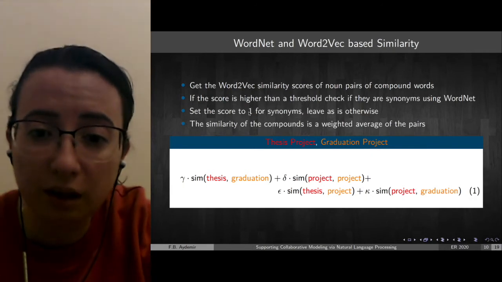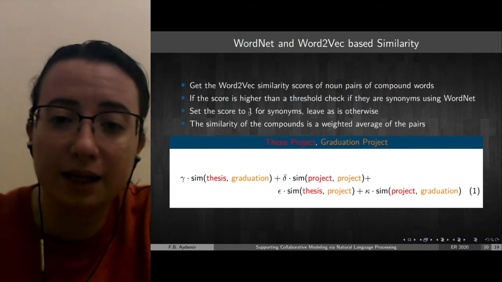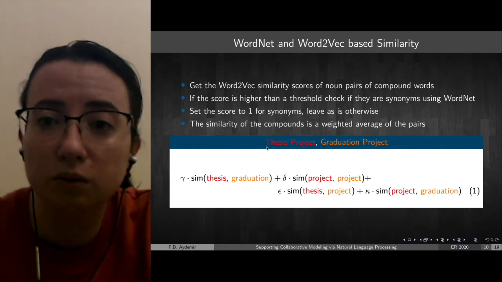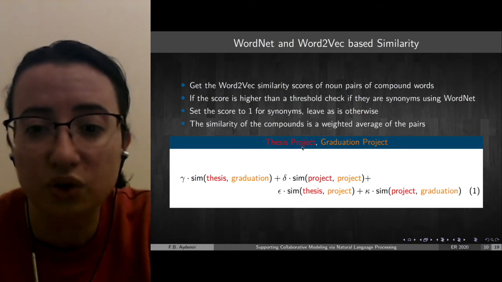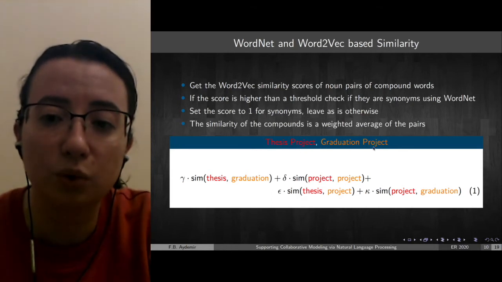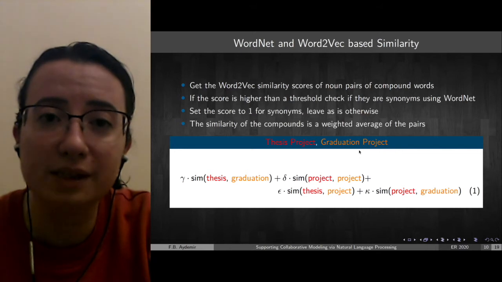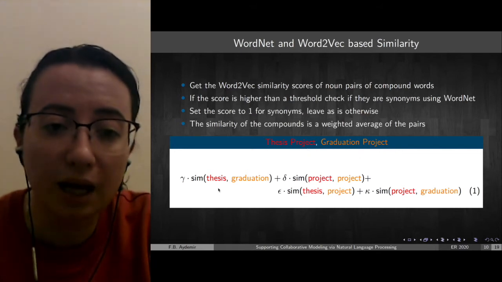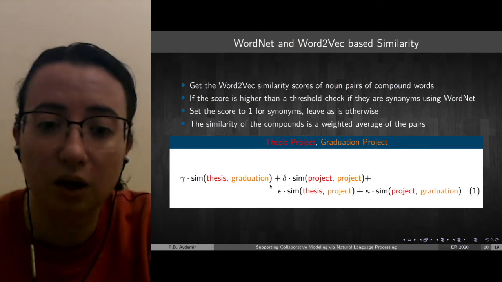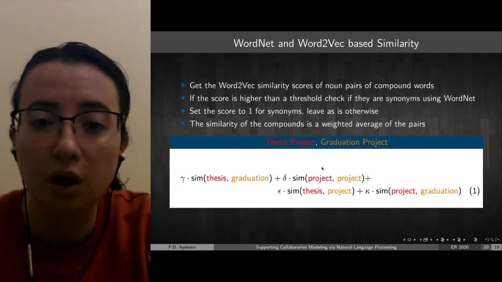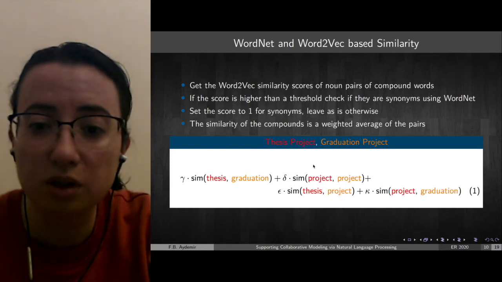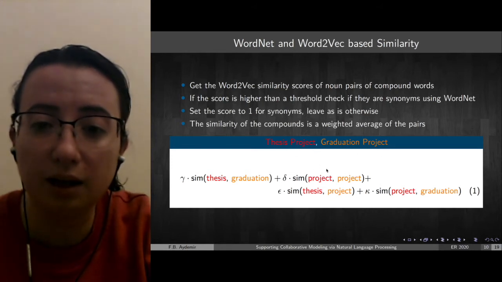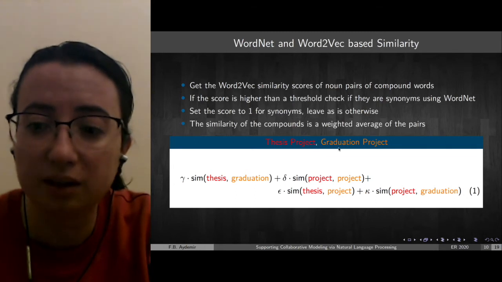I hope my explanation will be better with an example. So here you see two compounds. One is thesis project and the second one is graduation project. In order to calculate the similarity of these two compounds, we calculate the similarity of thesis and graduation, so the first words, and then project and project, so the second words, then thesis and project, and finally project and graduation.